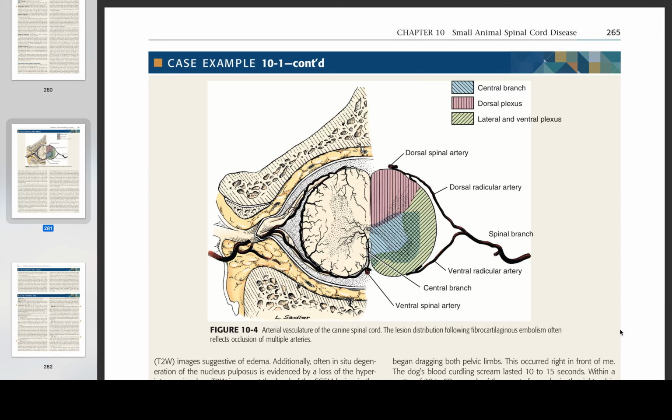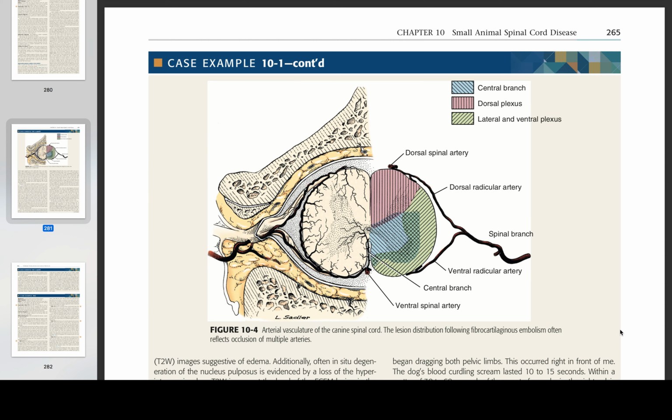The involvement of the intervertebral disc as the source of these emboli is also supported by the observation that these lesions occur primarily in the spinal cord. One report of brainstem lesions with fibrocartilaginous emboli indicated a possible source of emboli from cervical intervertebral discs. Magnetic resonance imaging, MRI, often shows a region of the spinal cord that is swollen and hyperintense on T2-weighted, T2W, images, suggestive of edema. Additionally, in situ degeneration of the nucleus pulposus is often evidenced by a loss of the hyperintense signal on T2W images at the level of the FCEM lesion in the spinal cord.